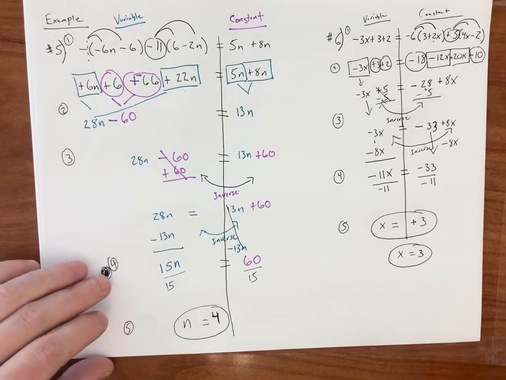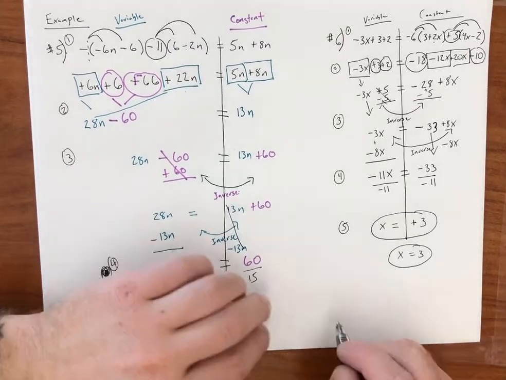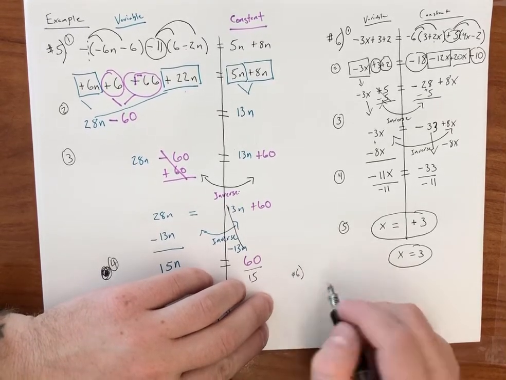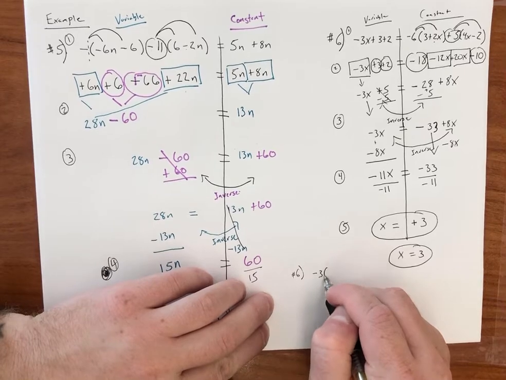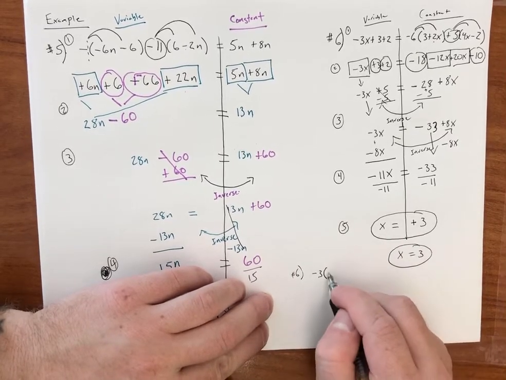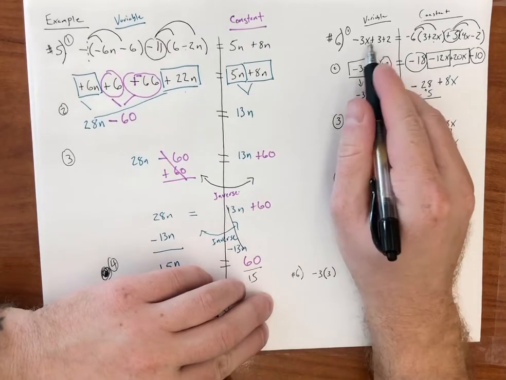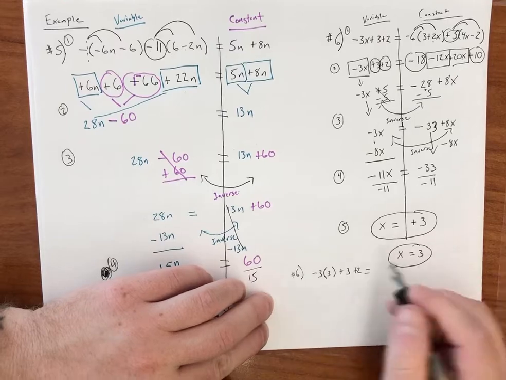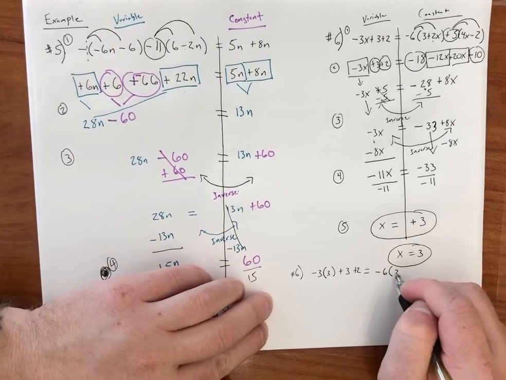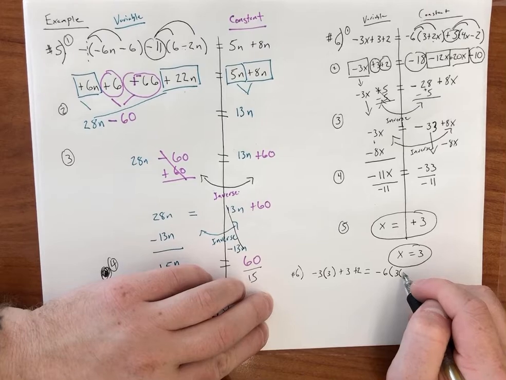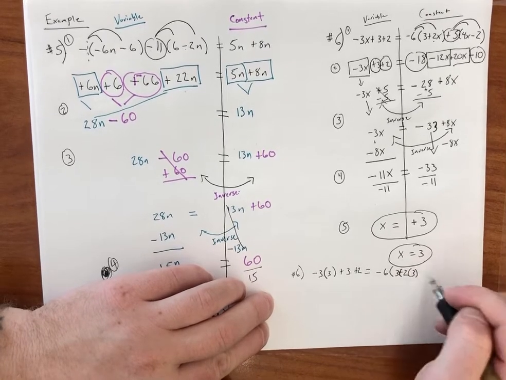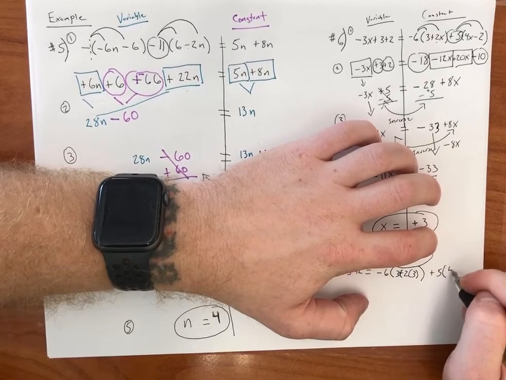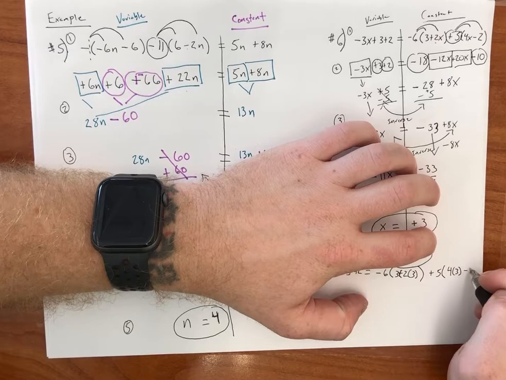Okay. Now with this one, I would like to show you how to plug something in. So I'm going to take this problem, number 6, and now I'm going to rewrite it with my variable. Now remember, I'm substituting. So when I substitute, I always do it in parentheses. Negative 3 times x, which is now 3, plus 3 plus 2 is equal to negative 6, parentheses, 3 times or plus 2 times 3, parentheses again, plus 5 times 4 times 3, minus 2.